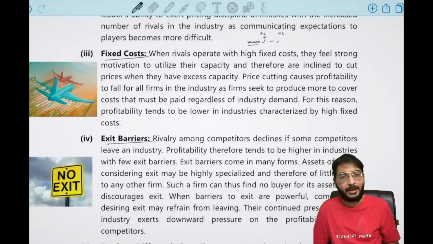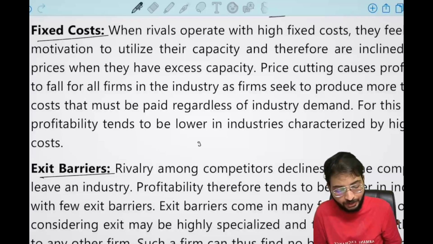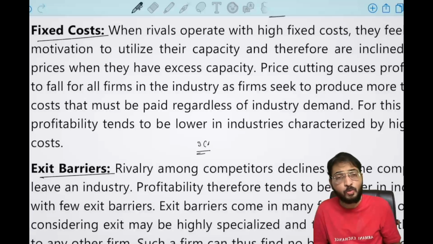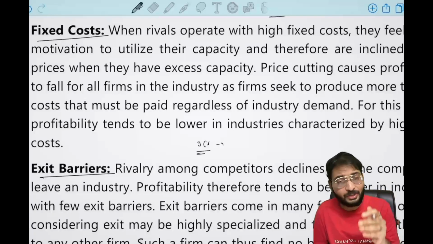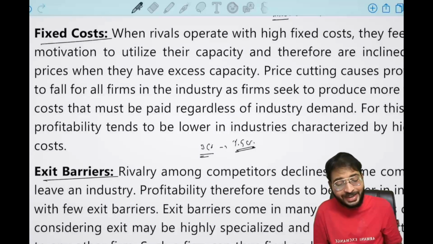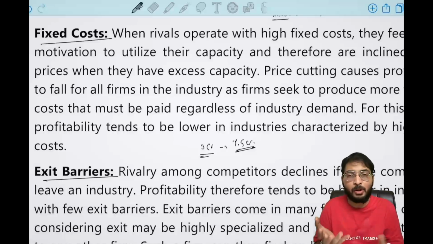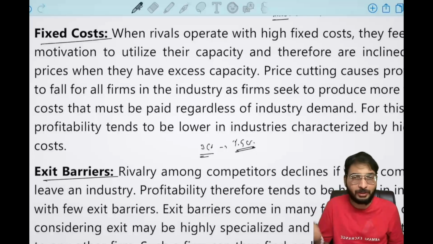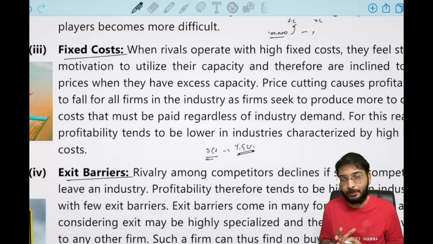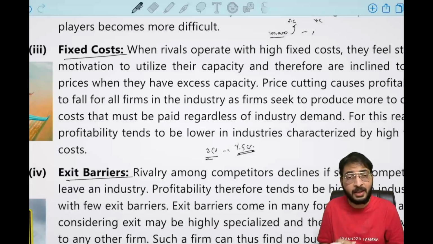Number four, exit barriers. See guys, I started this water bottle business last year. I've invested around 3 CR. If I want to sell this particular machinery after 2 months of usage, will I get 3 CR? Industry machinery has the worst thing where you can get only 1.5 CR. Now, instead of losing this 1.5 CR, what will I be bound to do? Somehow I will try to do the business by reducing the cost or something, and I'll be staying in that particular business. So the lesser the chances of exiting from that business, the more competition there will be.